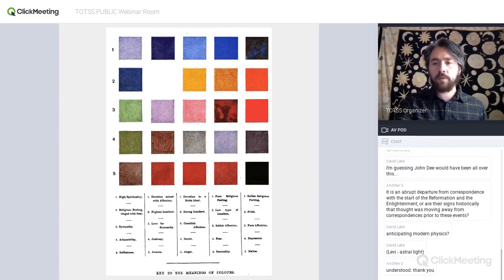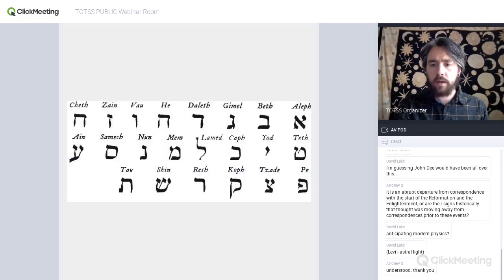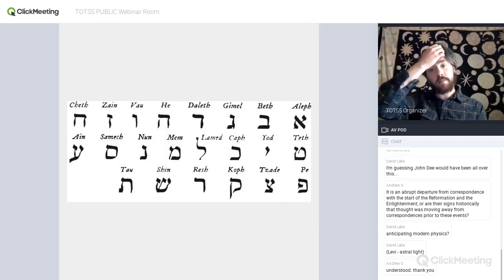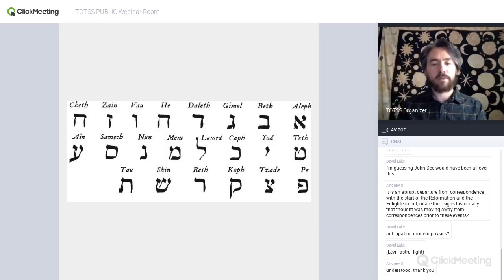Okay, so we're going to rewind a little bit here and talk about the Hebrew alphabet. So here you have the 22 letters of the Hebrew alphabet. The exact spellings of the different letter names are going to vary a lot between sources. That's just something you have to get used to.